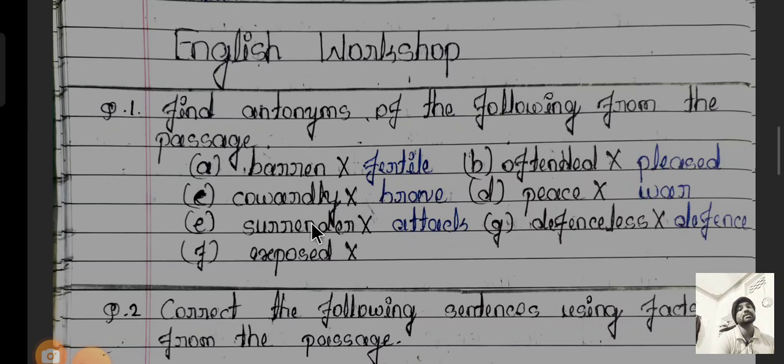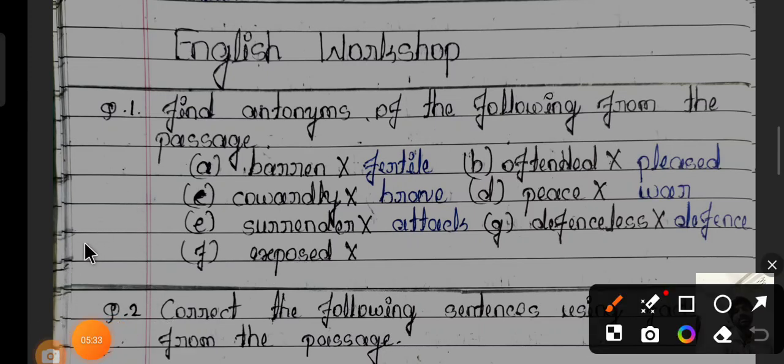Defenseless, defense. Exposed. Exposed, opposite word is, I will write now. Exposed, opposite word is covered.